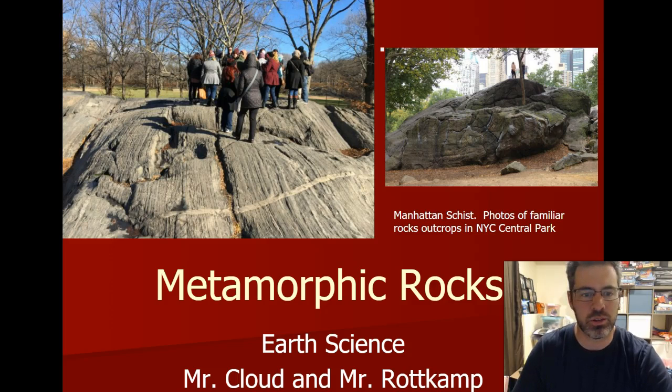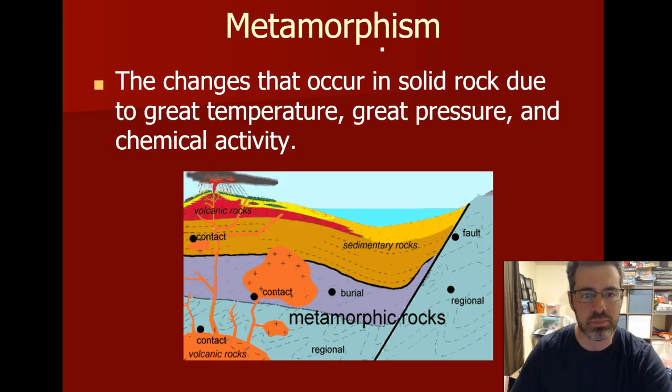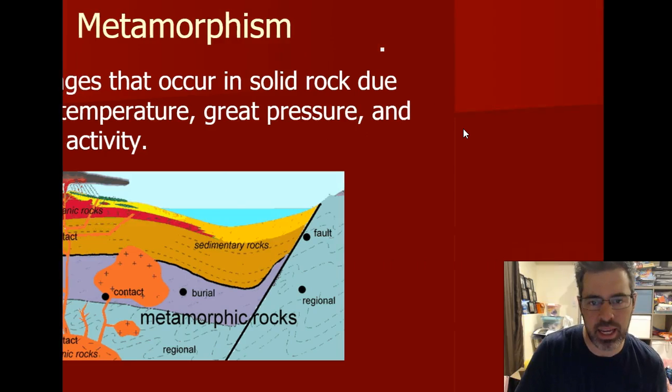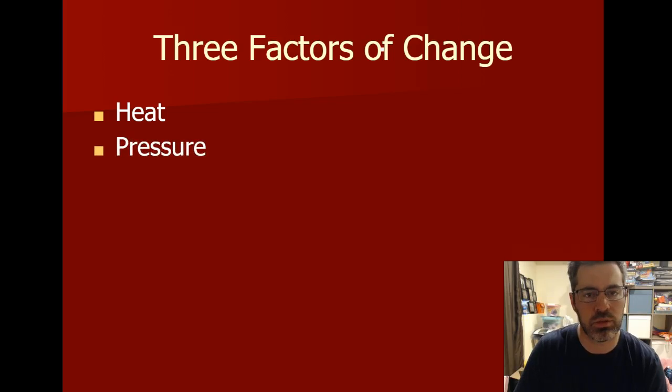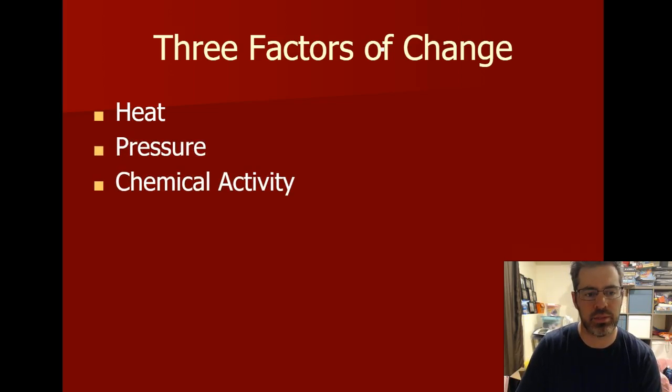So, our good friends here in Central Park enjoying the Manhattan schist, that has been there since the Cretaceous period. Wow. Well, over 100 million years at least ago. Right? Metamorphism, what is it specifically? It's the changes that occur in solid rock due to great temperature, great pressure, and chemical activity. So our three main factors of change are: 1, heat; 2, pressure; 3, chemical activity.